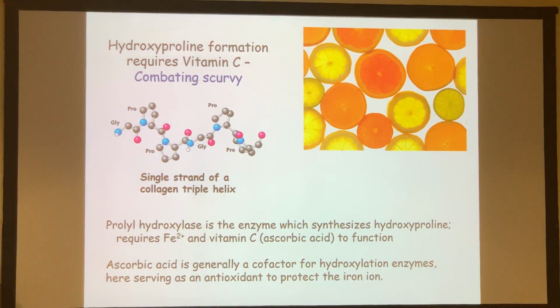This is the example of vitamin C. I'll skip the story for vitamin C. I think it's in the recording, right? You guys can watch it from there.